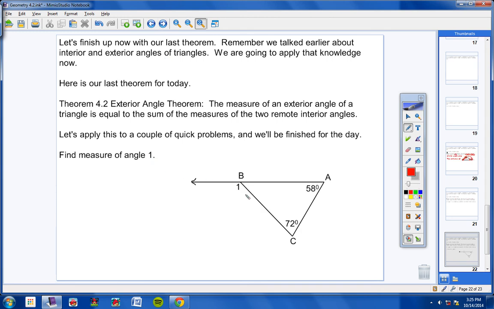Copy this in your notes, and I want you to find the measure of angle 1. Now we're going to do this together. I'll give you just a second to write this down, and then you can work ahead, or you can work with me, whatever you want to do, okay? Copy this in your notes.